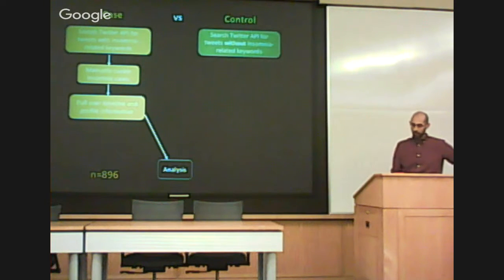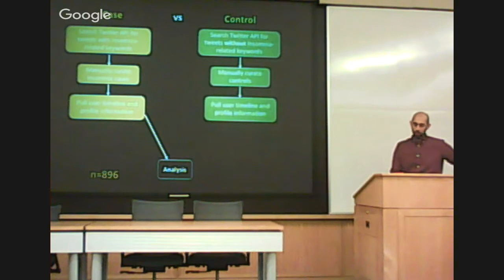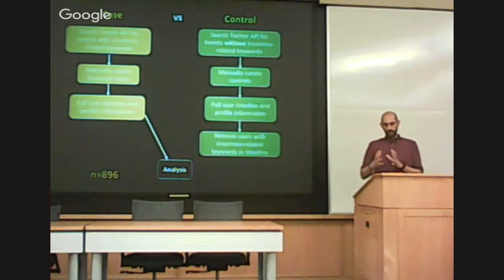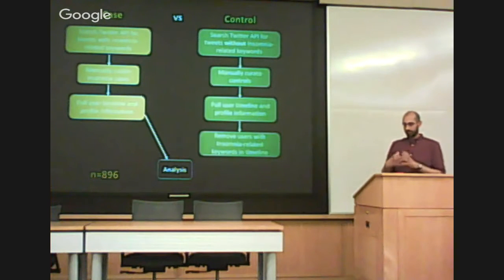For the control group, we're looking for people who did not post about sleep-related keywords. Manually curated again to identify what we believe to be real people. We again pulled their timeline information and profile information. And in this case, we rejected anyone that mentioned a sleep issue at any point in their timeline. That was just an attempt to really ensure that the control group was someone who didn't complain about a sleep issue. And then we went ahead with the analysis, again, about 900 people.